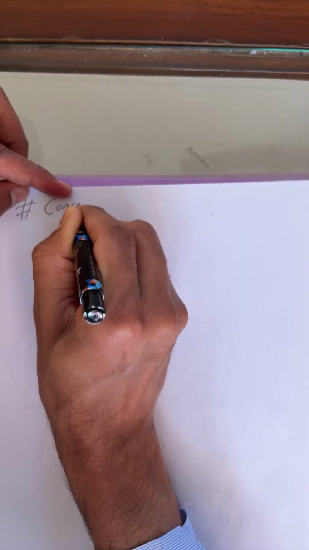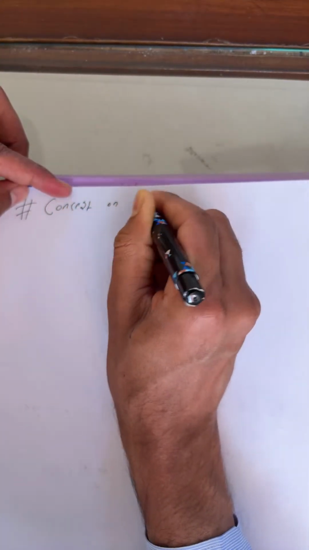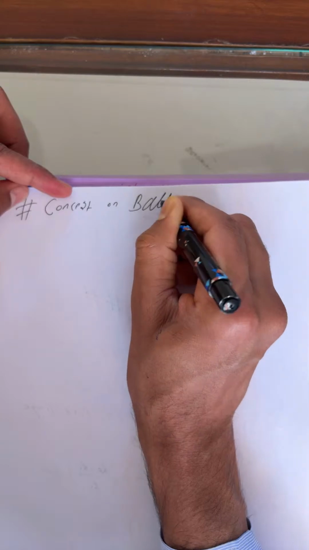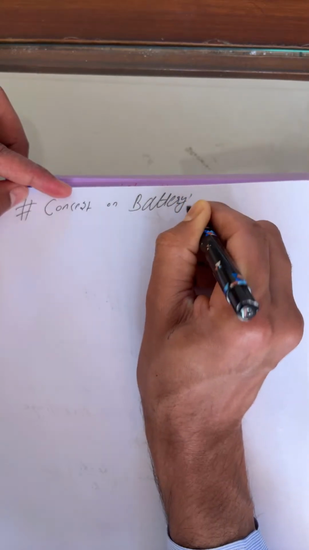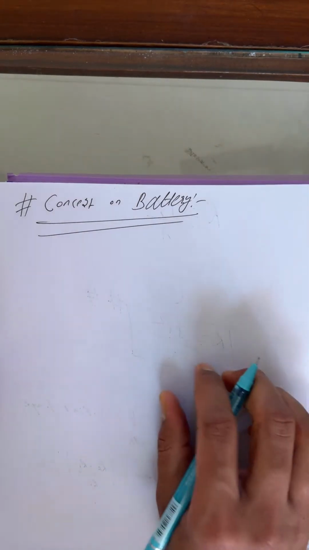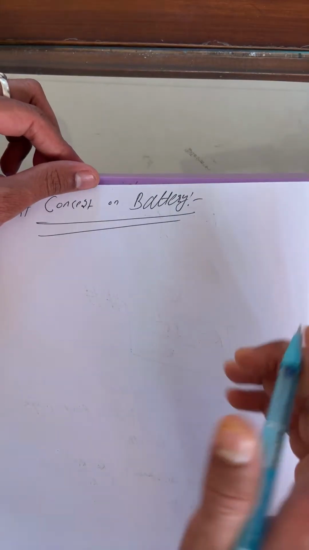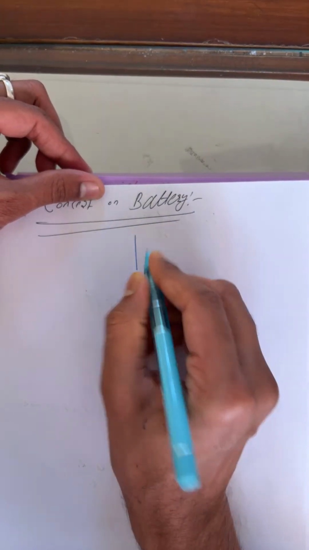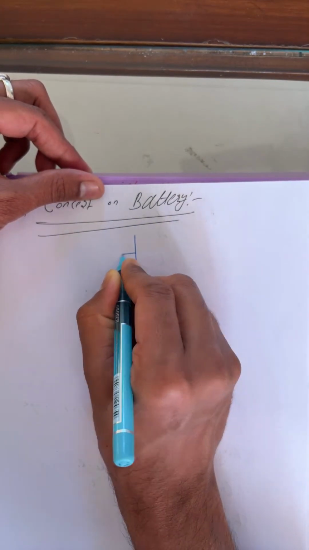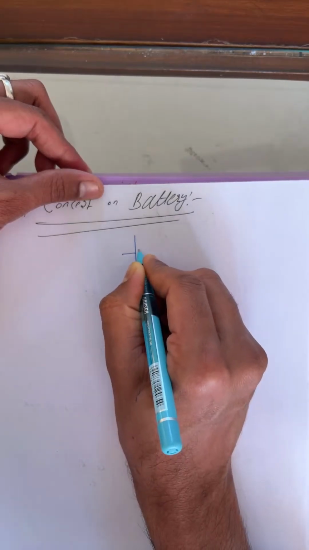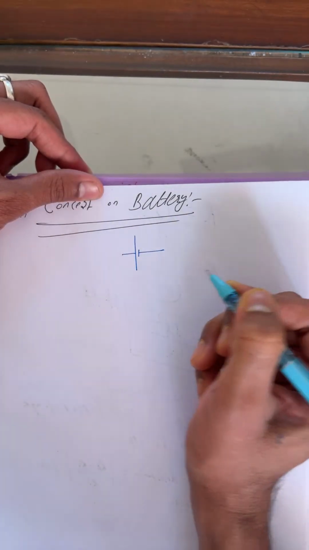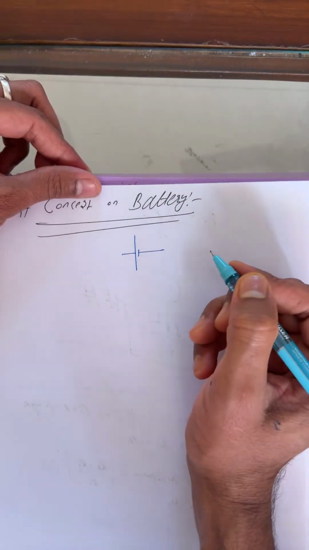Students, the concept of battery, right? So beta, for the concept of battery here, just keep in mind how this is. This is the higher potential, or you can say the higher terminal of the battery. This is the lower terminal of the battery.